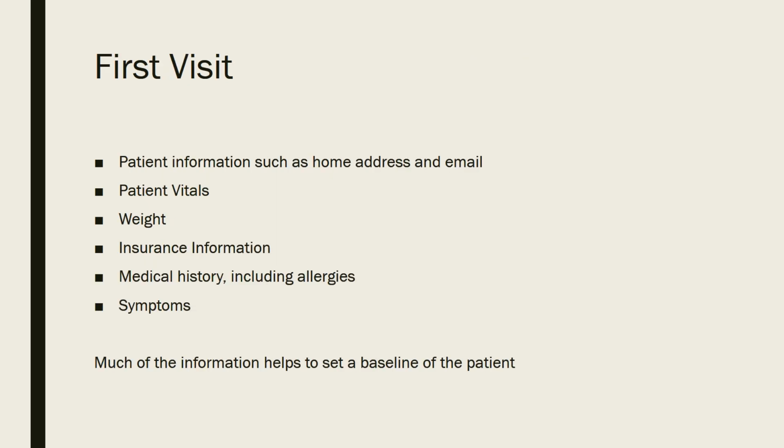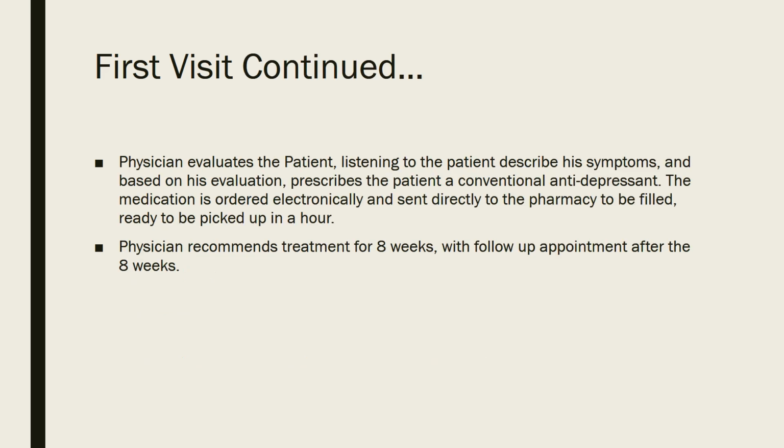So the first visit: patient information such as home address and email, if this is a first visit before, patient vitals, weight, and medical history including allergies. These three things, as well as symptoms, help to set a baseline of the patient in case we need to give the patient any medication, so we know what changes. So this helps establish a baseline. And we also need insurance information, or if it changes.